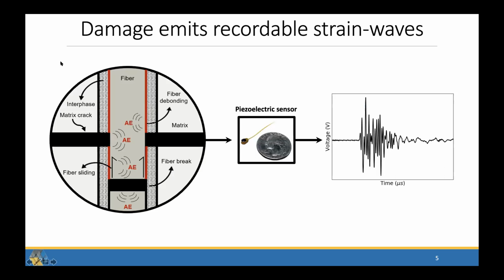And so when this damage happens, you can see here these different types of damage. Here's that weak interface. Here's that ceramic fiber. Here's that ceramic matrix. You can have these matrix cracks. They can bond up the interface. You can have fiber sliding, fiber breaking. We basically attach these piezoelectric sensors, and they'll capture the spectra that results from one damage mechanism.